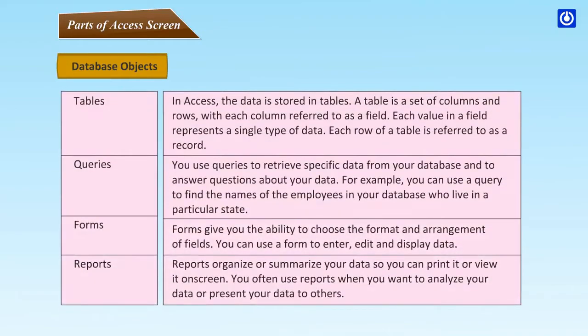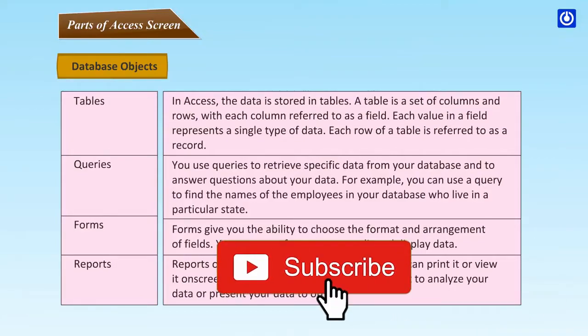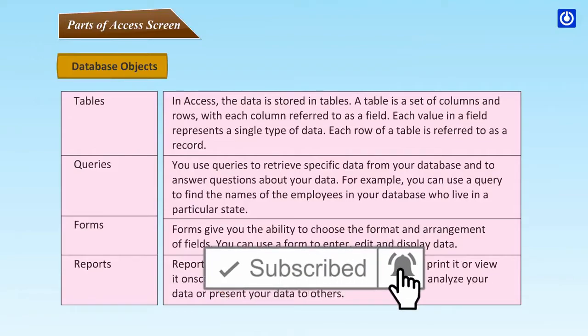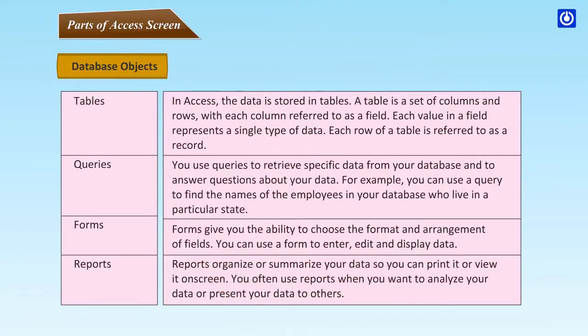Database objects. Tables. In Access, the data is stored in tables. A table is a set of columns and rows, with each column referred to as a field. Each value in a field represents a single type of data. Each row of a table is referred to as a record.